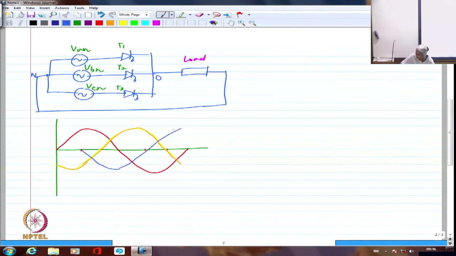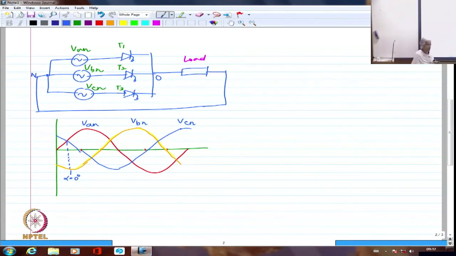Right? Now let me call this VAN, this is VBN, this is VCN, and this point I am specifying as alpha equal to 0 degrees. Because that is the point at which D1 must have conducted. Instead of T1, if I replace that by D1, it would have conducted at that point. So I am calling this alpha equal to 0. So I should calculate all my delay angles with respect to this particular reference.